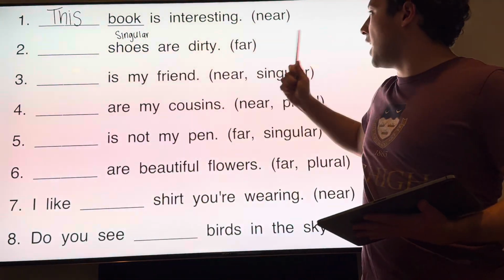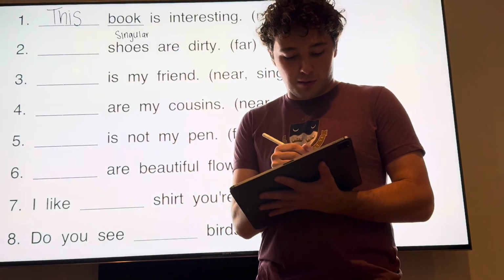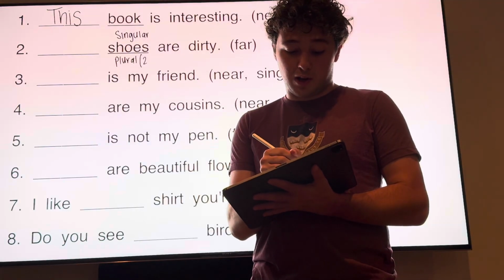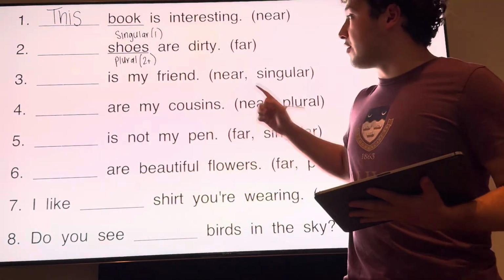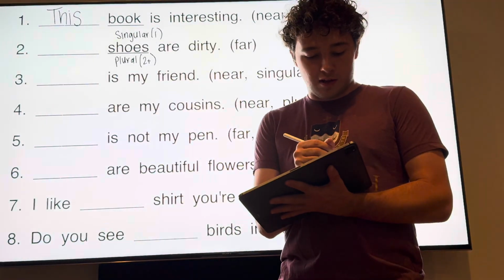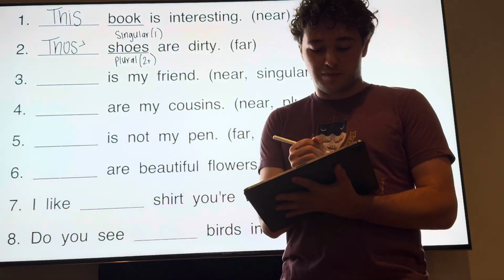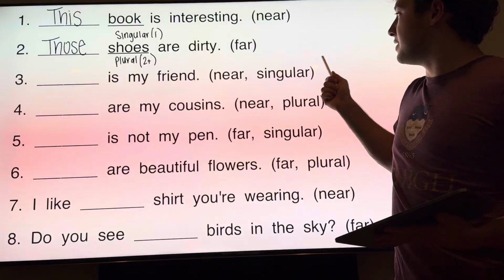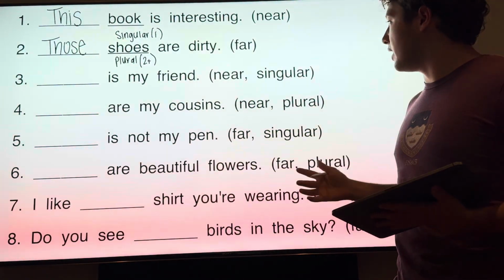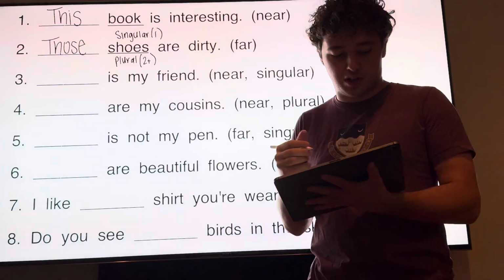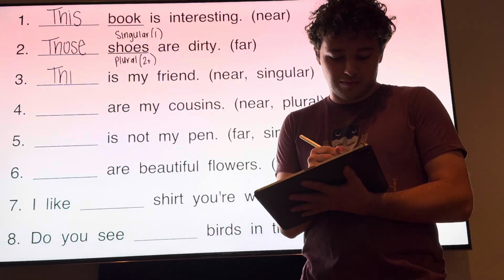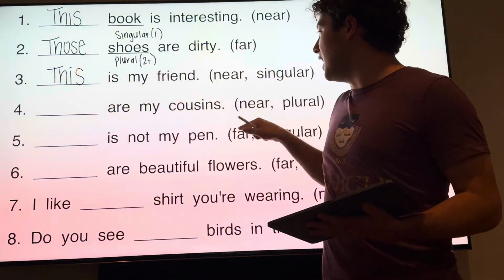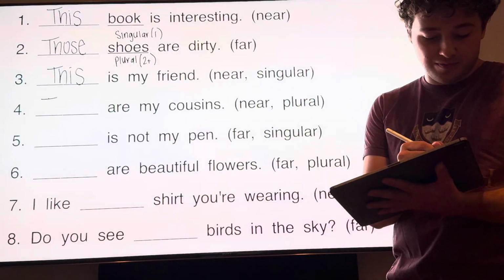Okay. Blank shoes are dirty, and it's far. So shoes is plural because there are usually two, but there could be more. And they're far. Plural and far is those. Those. Okay. Blank is my friend. Near and singular. So for this one, if it is both near and singular, you would do this. However, if it's near and plural, blank are my cousins, you would do these.